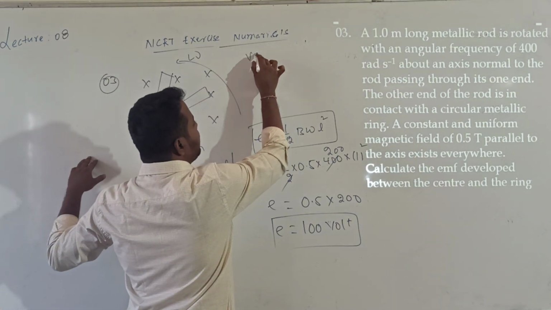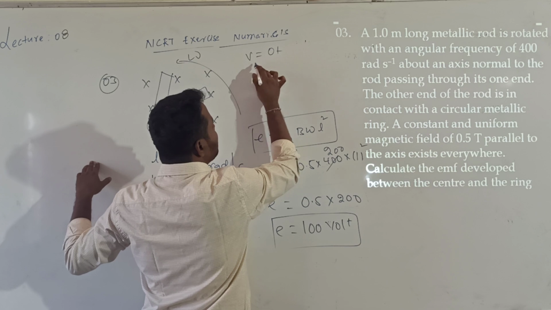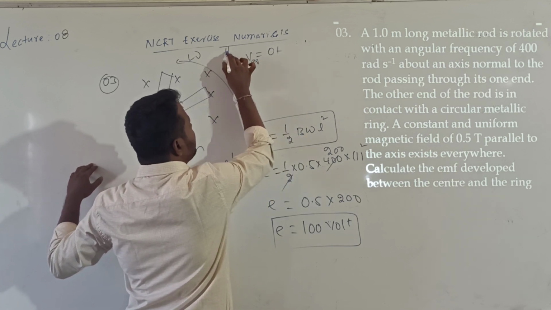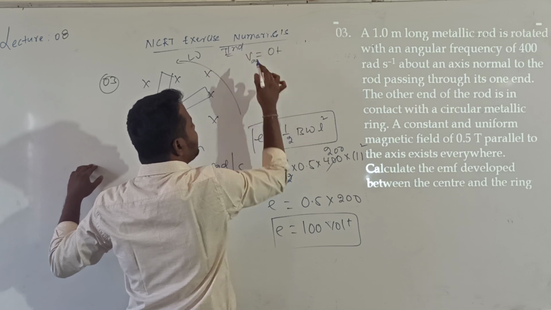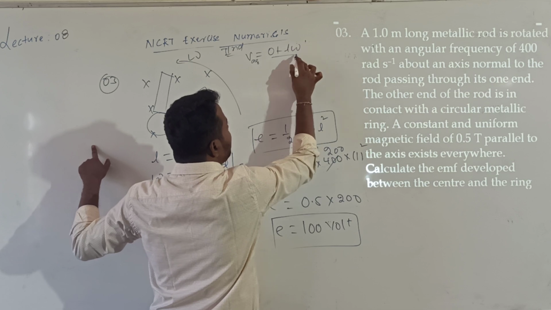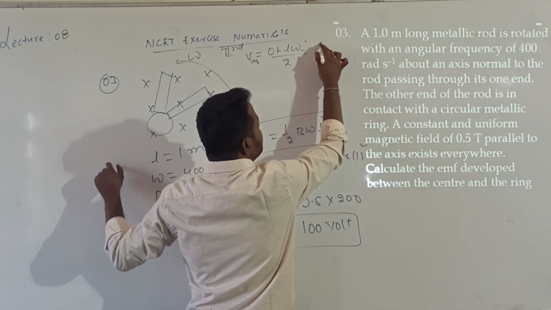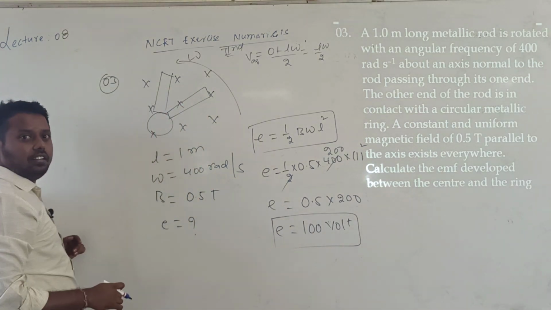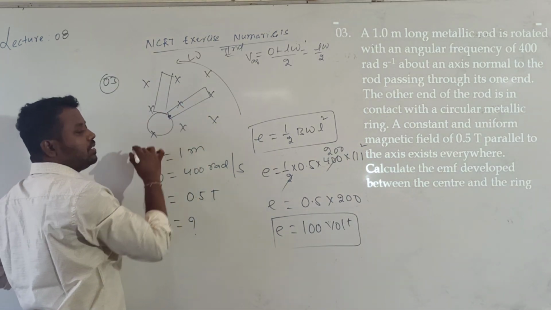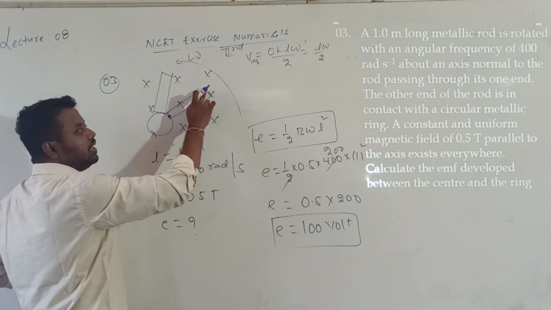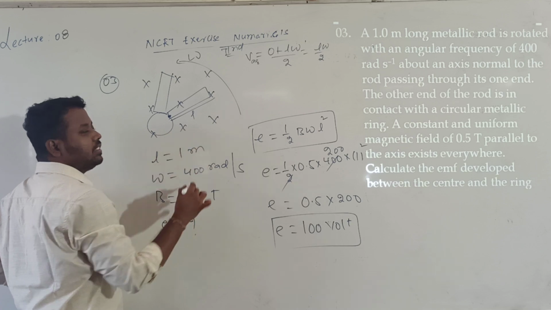What is the linear velocity of the rod, the average linear velocity of the rod? I will write a second method. Average value is 0 plus L into omega, divided by 2, which is L into omega by 2. Now see, the rod is rotating. One end of the rod will be fixed, so its linear velocity will be 0. What is the linear velocity of the other end? The distance from here to here is L.